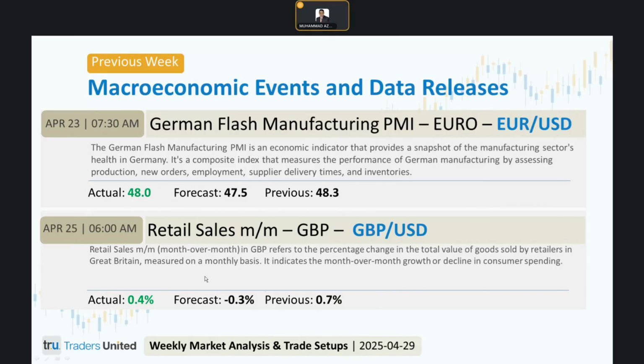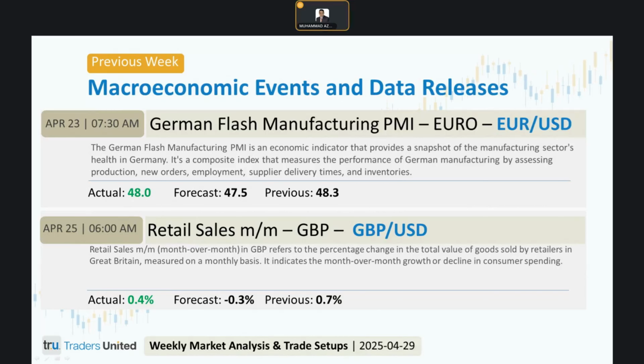Next data report is retail sales M over M. M over M means month over month. The retail sales month over month in British pound refers to the percentage change in the total value of goods sold by retailers in Great Britain, measured on a monthly basis, and it indicates the month over month growth or decline in consumer spending.